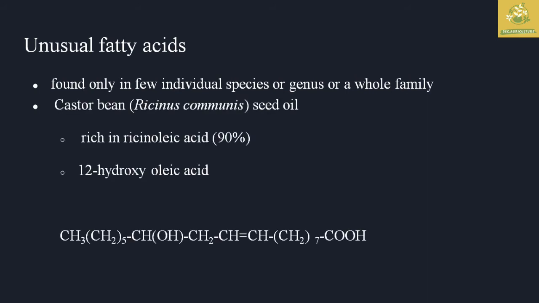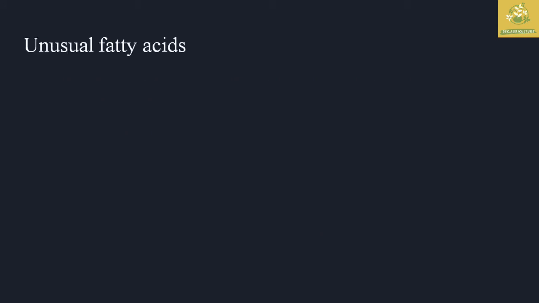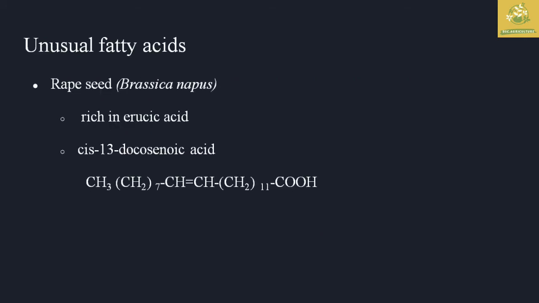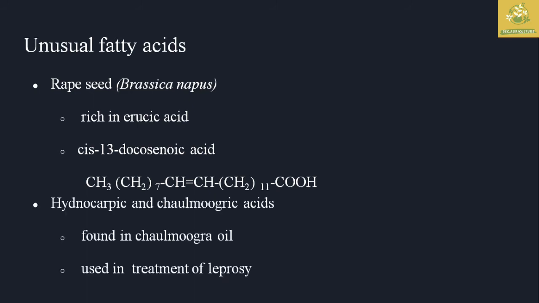For example, castor bean contains an unusual fatty acid known as ricinoleic acid, which makes up 90%, and its scientific name is 12-hydroxyoleic acid. I have given the structure below. The second unusual fatty acid is from rapeseed, which contains erucic acid, whose structural form is cis-13 docosenoic acid. The other ones are hydnocarpic as well as chaulmoogric acid, which is found in chaulmoogra oil, used for the treatment of leprosy.